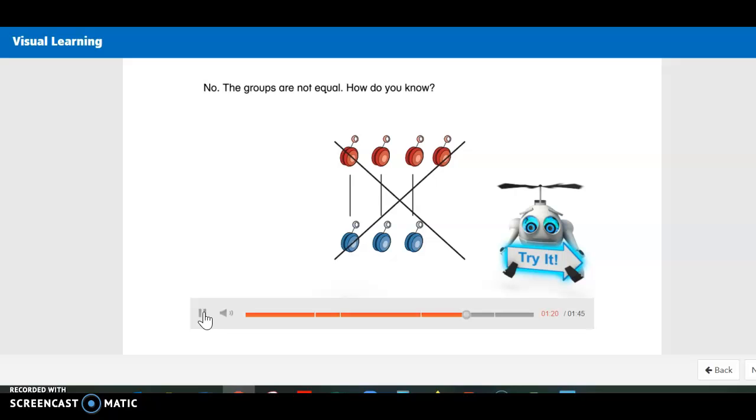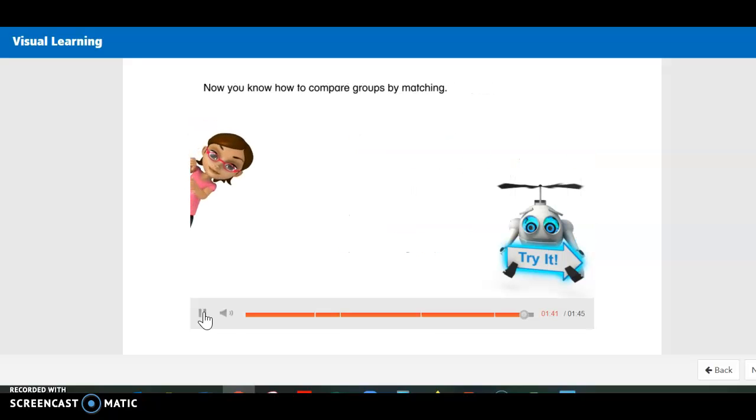How do you know? There is an extra yo-yo that does not match. How does the picture show that they are not equal? There is an extra. Do you see the extra red one? There is not a line connecting the last red yo-yo to a blue yo-yo. Now you know how to compare groups by matching.